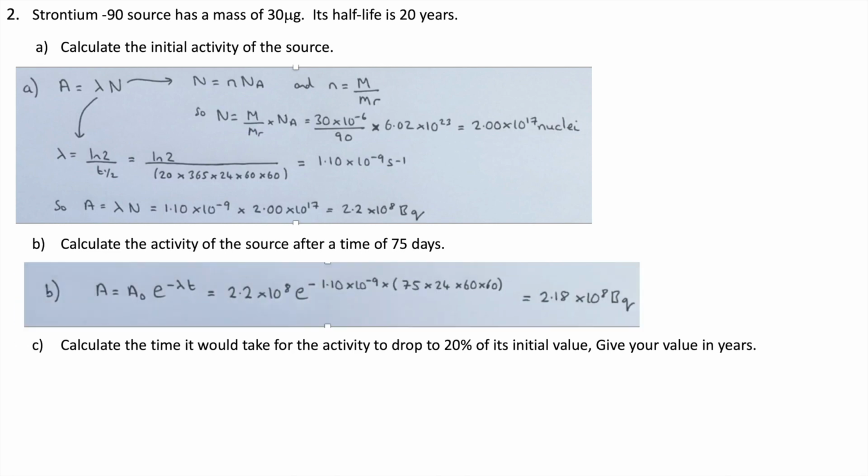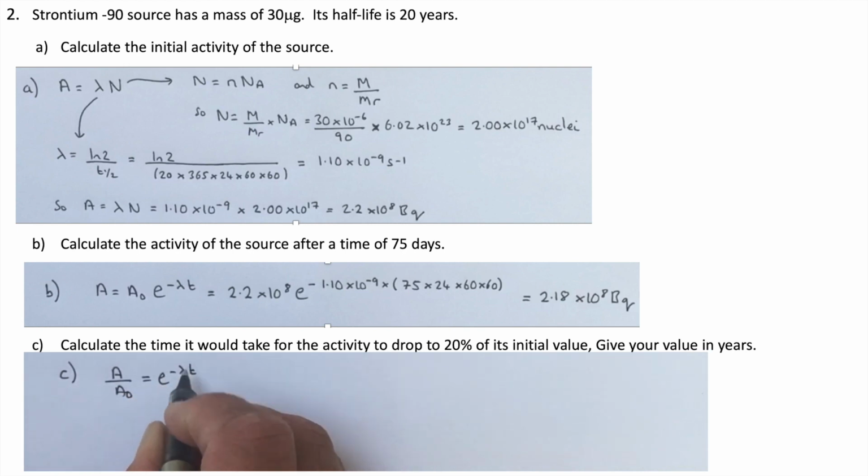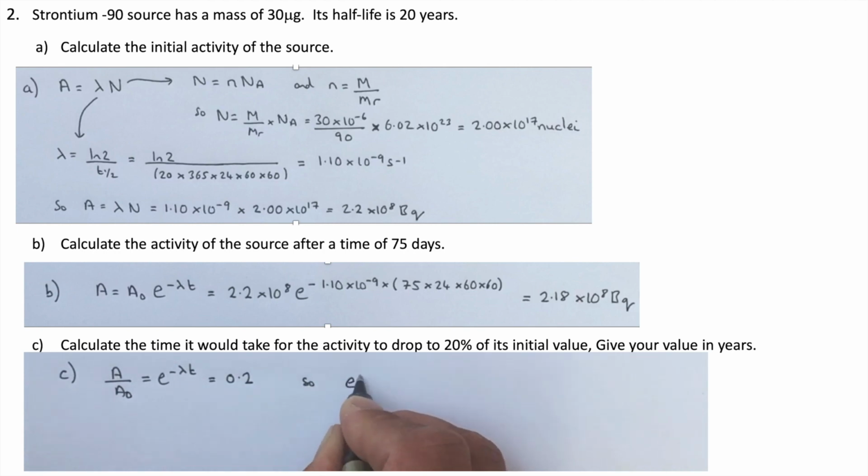So the last part of the question asks us to give the time it would take for the activity to drop to 20% of its initial value. This is a ratio, and we're also asked to give our value in years. So the technique with percentages or fractions left is to divide through by A0, so you get a ratio A over A0 is equal to e to the minus lambda t. And in this case that is 20%, which is 0.2. So e to the minus lambda t is equal to 0.2.